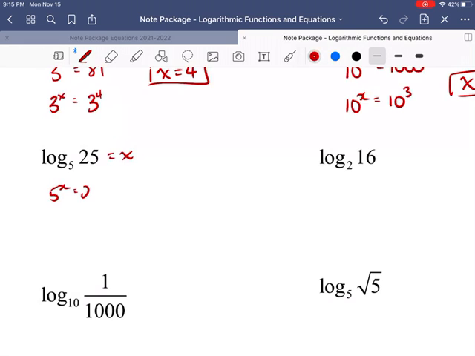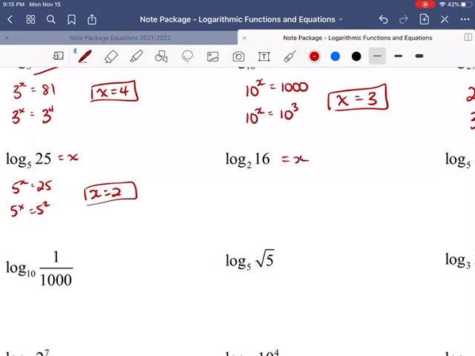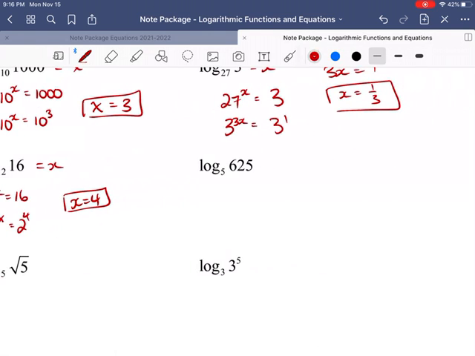5 to the x equals 25. 25 is the same as 5 squared. Therefore, x must equal 2. 2 to the x equals 16. 16 can be expressed as 2 exponent 4. Therefore, x must equal 4. 5 exponent x is equal to 625. If we express 625 in terms of base 5, you'll get 5 exponent 4. Therefore, x must equal 4.